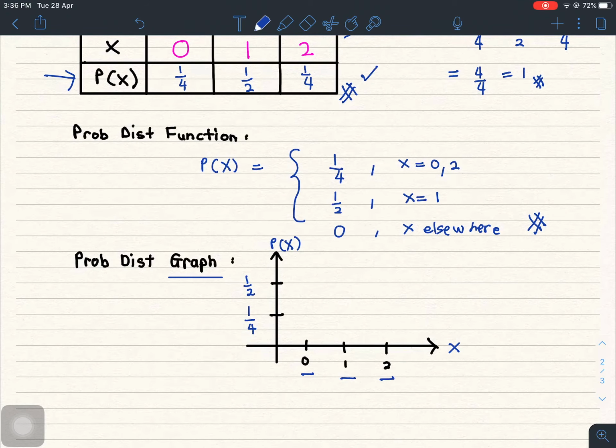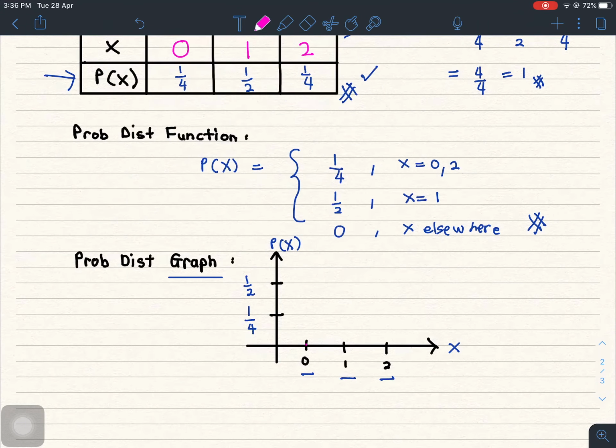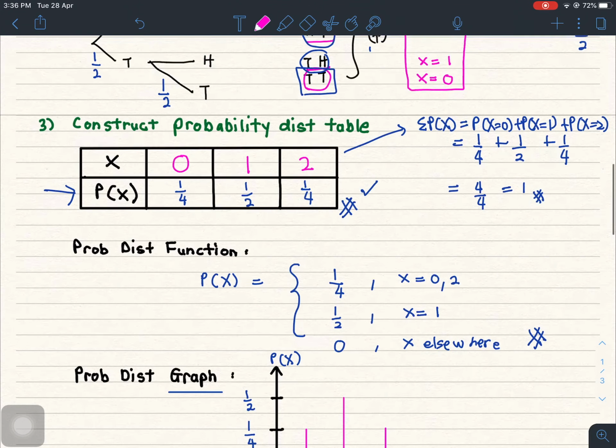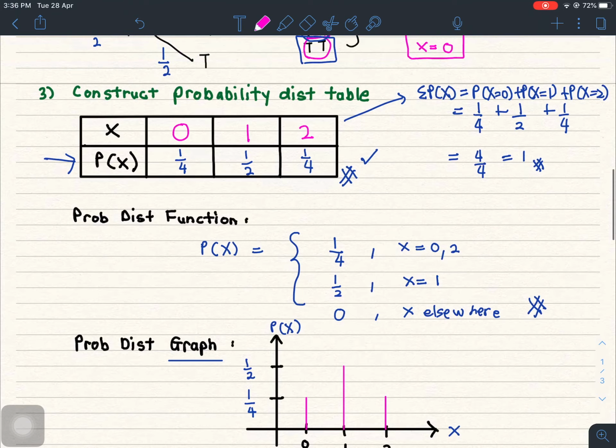So when X equivalent to 0, your probability will be 1/4. Now just draw a line graph, okay? And then when X equivalent to 1, your probability would be equivalent to half. So draw the line graph. And then when X equivalent to 2, your probability is 1/4. So draw another line graph. Okay. So that's how you do it. Okay. Again, try to do some exercises for you to understand. Alright? Okay.